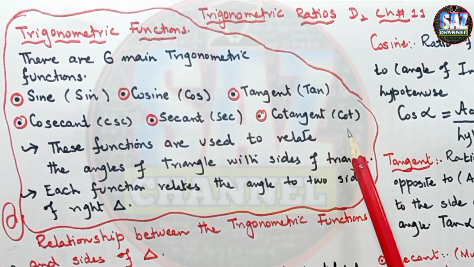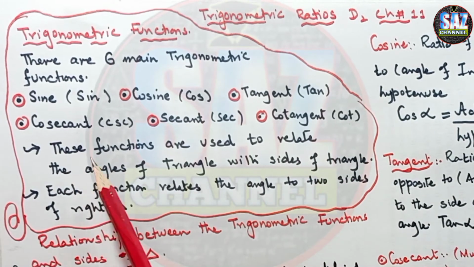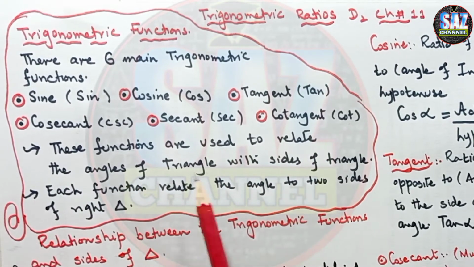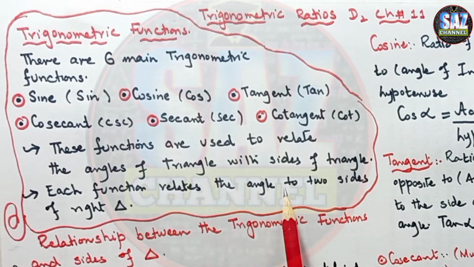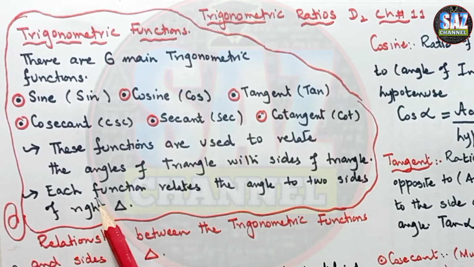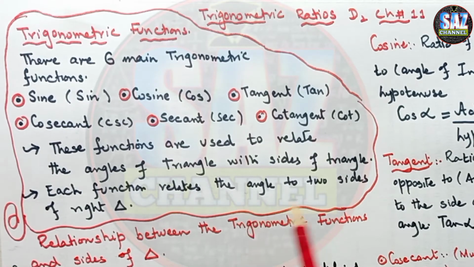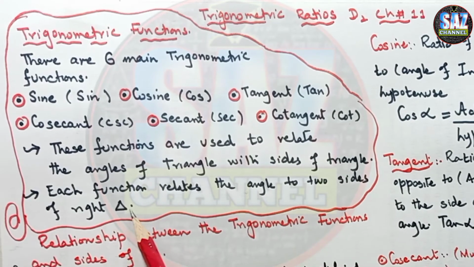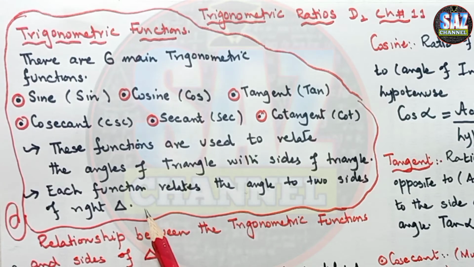What is the use of these functions? These functions are used to relate the angles of a triangle with the sides of the triangle. Each function relates the angle to two sides of the right triangle. It is important to understand that the angle has to be an acute angle. It means that in order to write these trigonometric functions or ratios, we should have at least two sides, and the angle has to be an acute angle.